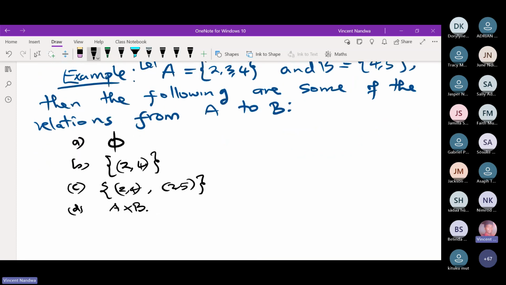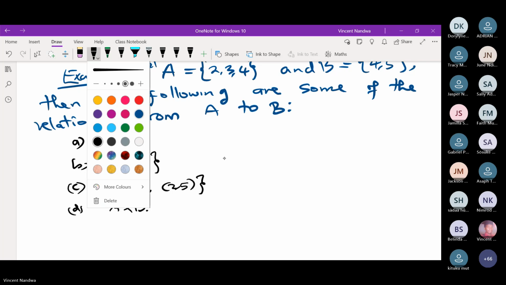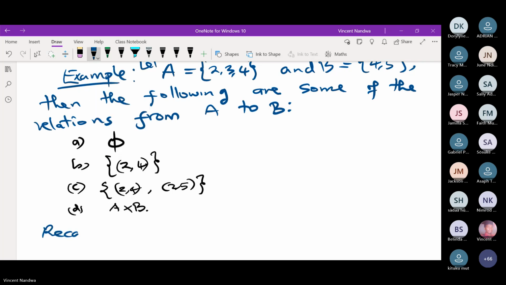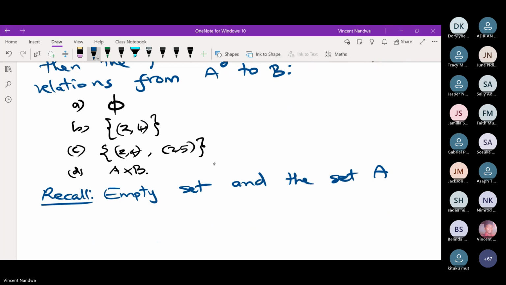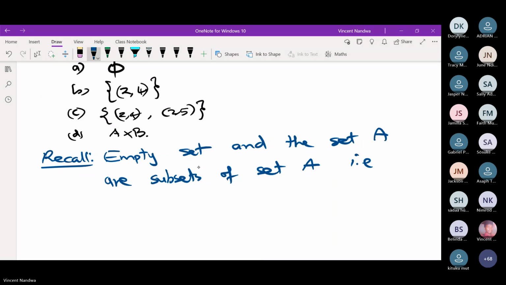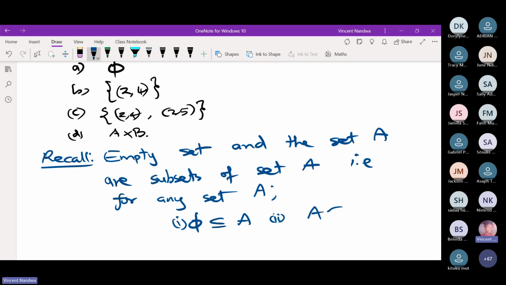Please remember from our earlier discussion on sets that the empty set and the set A are subsets of set A, i.e., for any set A, the empty set is a subset of A, and A is a subset of itself.